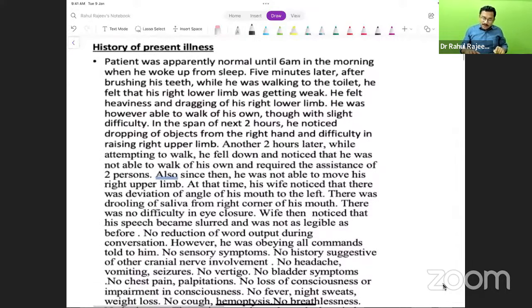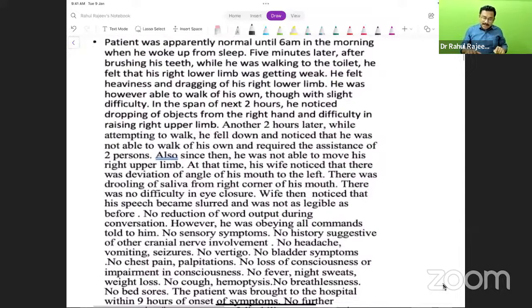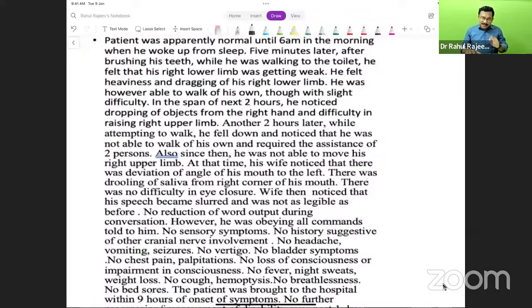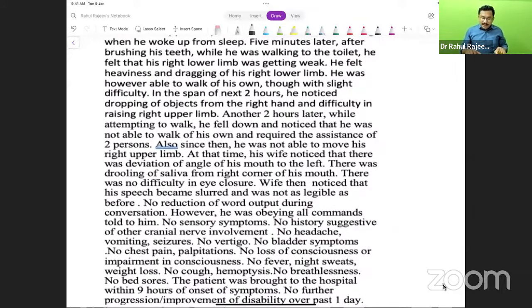At that time, his wife noticed that there was deviation of angle of mouth to the left. There was drooling of saliva from the right corner of his mouth. There was no difficulty in eye closure. Wife then noticed that his speech became slurred and was not as legible as before. No reduction of word output during conversation. However, he was obeying all commands told to him.